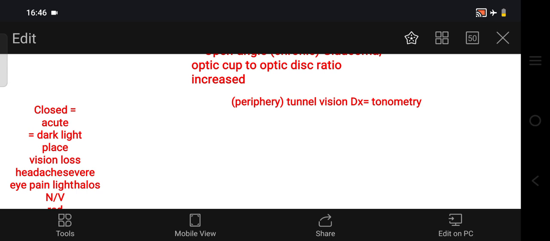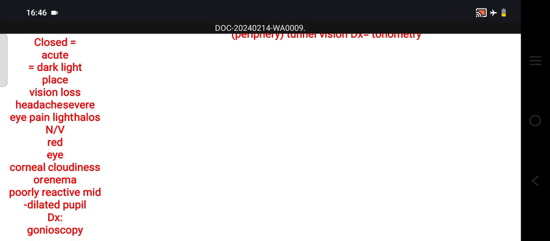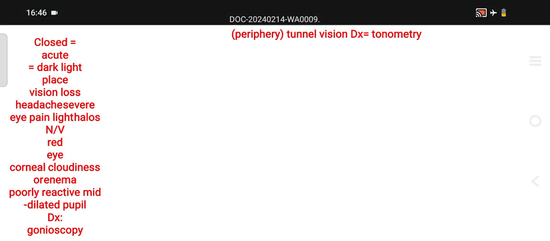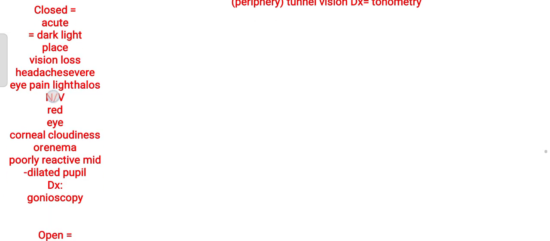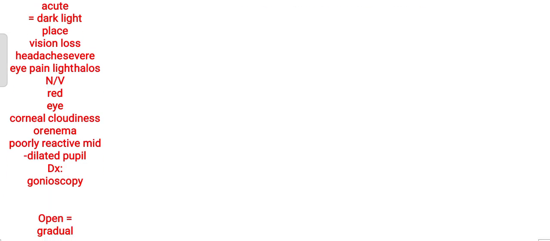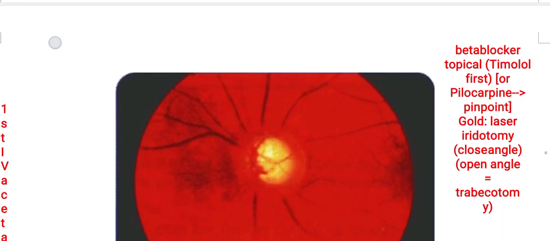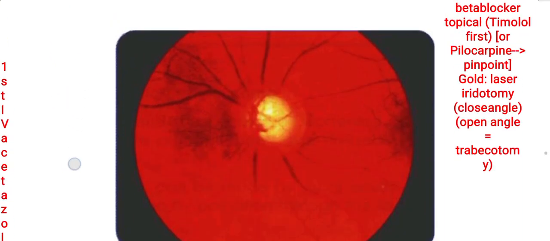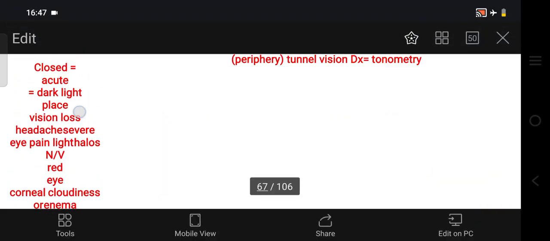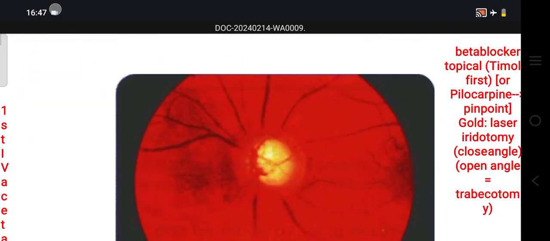So in closed angle, there will be vision loss, headache, severe eye pain, light halos, red eye, corneal cloudiness, and a poorly reactive mid-dilated pupil. Diagnosis is by gonioscopy. So this is the cupping of optic disc.